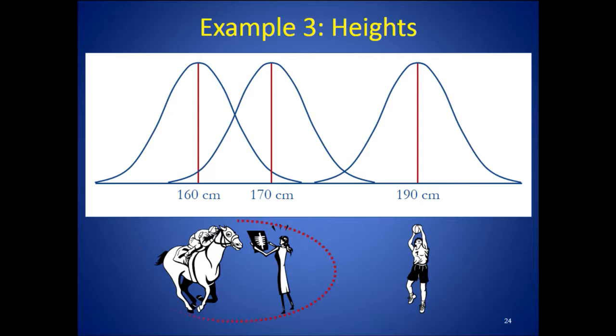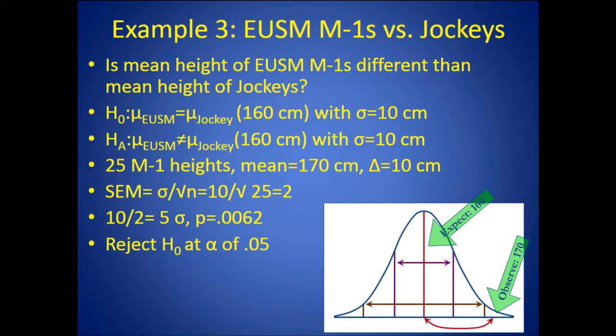Okay. The last thing we're going to do is compare the heights of first-year medical students to the heights of jockeys. Again, we're going to pretend to be partially all-knowing here. Let's say that we know that the mean height of the population of jockeys is 160 centimeters. We go and we measure the heights of 25 first-year medical students. We don't really know the mean height of first-year medical students. And we find a mean height of 170 centimeters.